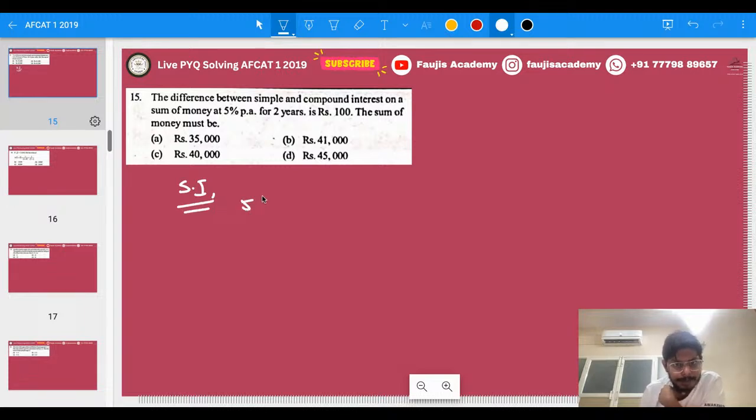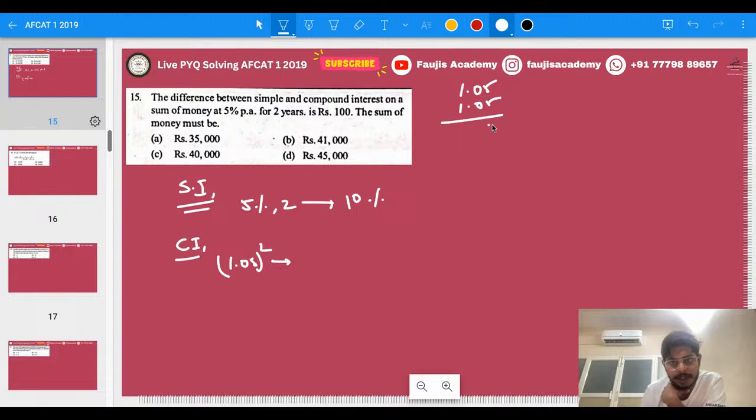Simple interest 5% for 2 years. That means net is how much? 10%, isn't it? Compound interest, that means 1.05 raised to the power 2, isn't it? Yes. Okay, now let's try to do it, 1.05 times 1.05. How much will we get?